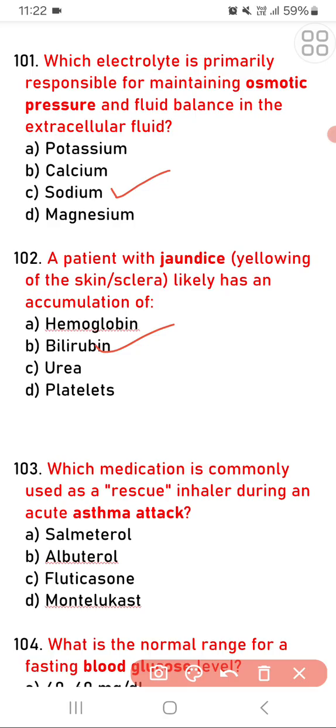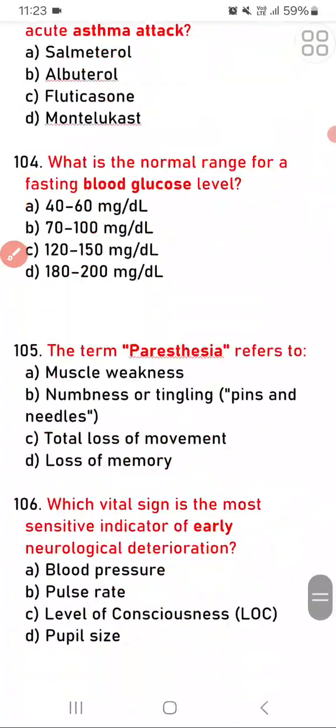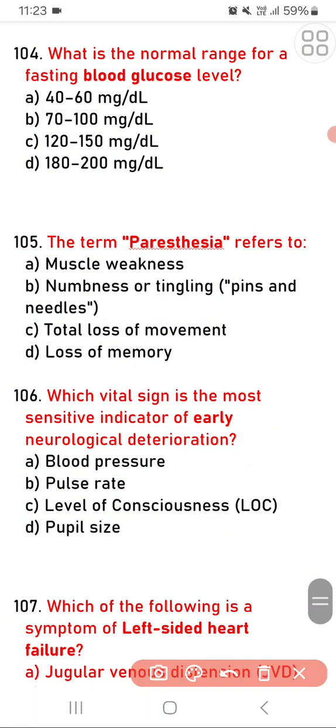Which medication is commonly used as a rescue inhaler during an acute asthma attack? Albuterol. What is the normal range for a fasting blood glucose level? 70 to 100 mg per dl. The term paresthesia refers to numbness or tingling, that is pins and needles.